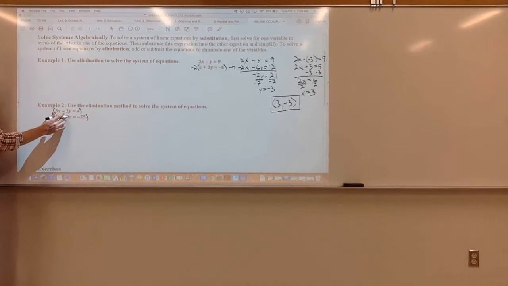Right? So, if I want these y's to cancel out, I'm going to take this top equation and multiply by this coefficient. So I'm going to multiply the top equation by 3. And then I'm going to multiply the bottom equation by 2. Should this be positive 2 or negative 2? It should stay a positive 2 because I already have opposite signs.